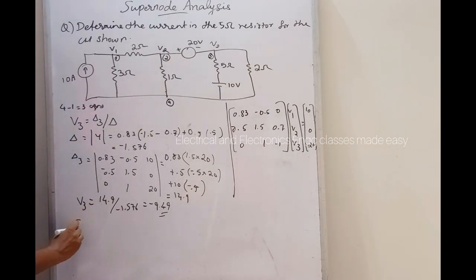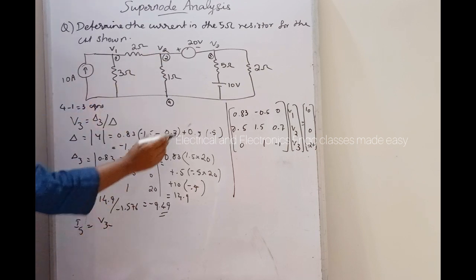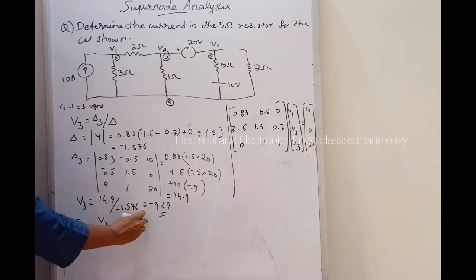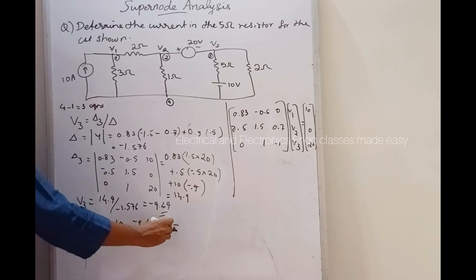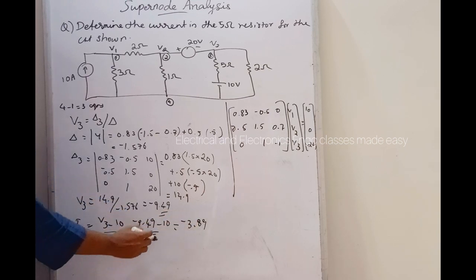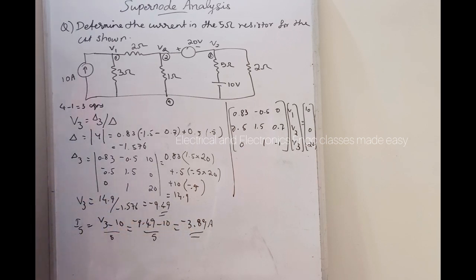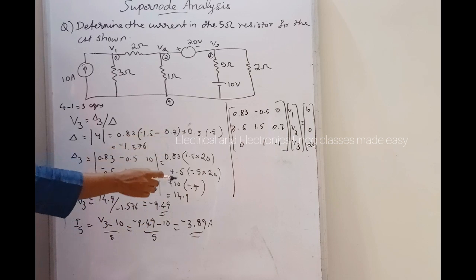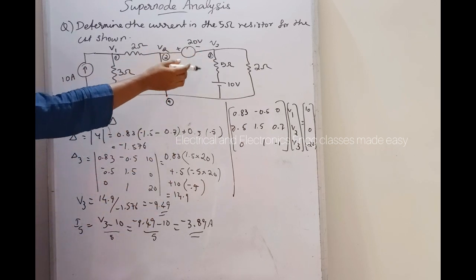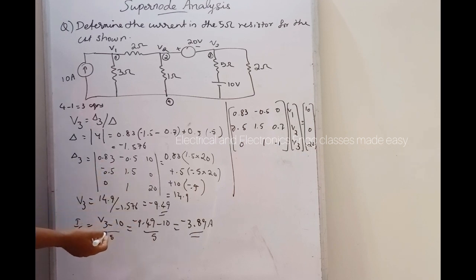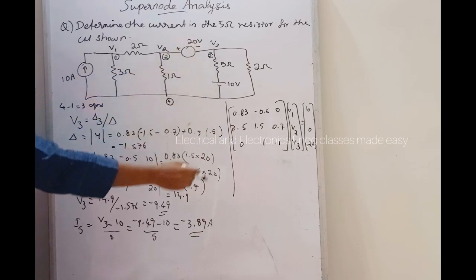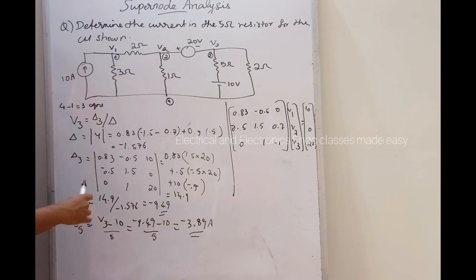So current through 5 ohm resistor is equal to V3 minus 10 divided by 5. So V3 is minus 9.49 minus 10 divided by 5, and that is equal to minus 3.89 ampere. So this is negative because current is towards node 3. Because here we taken that V3 minus 10. So actually the current direction is opposite, that is the current flows towards this node 3. So in this way we are doing the supernode analysis.